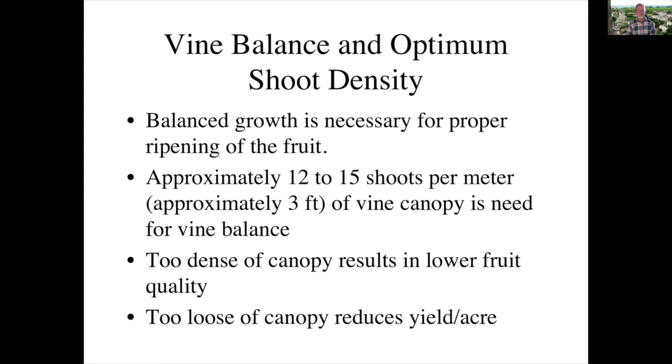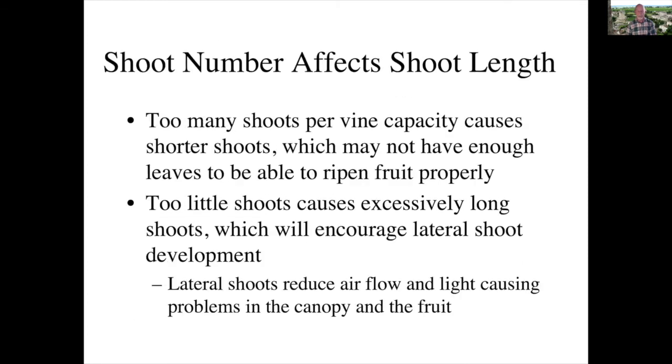Vine balance is also determined by your optimum shoot density. So we were talking about vine density, now we're talking about shoot density. Balanced growth is necessary for the proper ripening of the fruit. It has been determined that approximately 12 to 15 shoots per meter of vine canopy, that is the length along your trellis, is needed for vine balance. Too dense of a canopy will result in lower fruit quality, and too loose of a canopy reduces your yield per acre. It's a little more complicated.